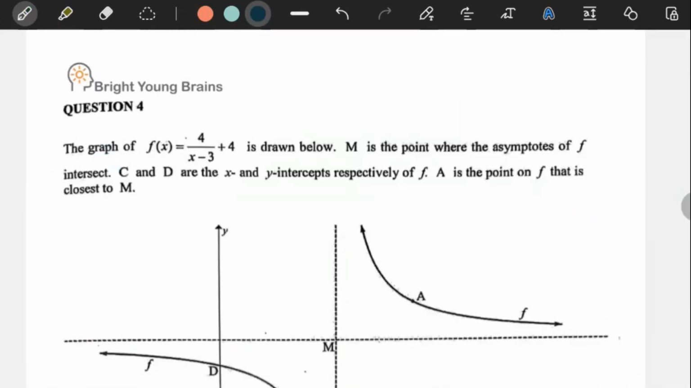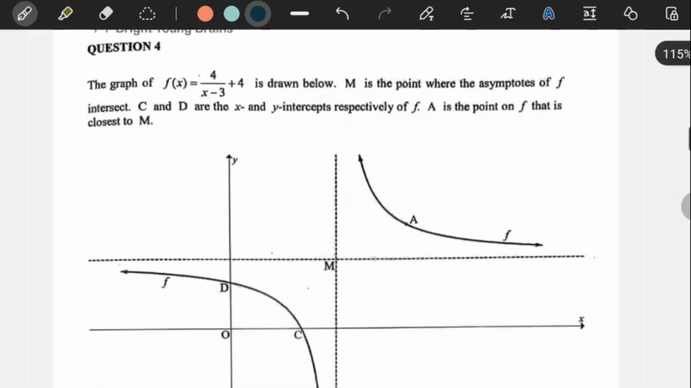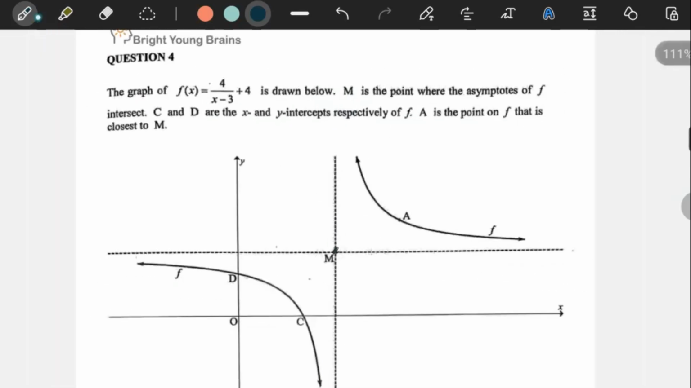The graph of F is a hyperbola. They said M is what? Where is this going to? What is this now? F is drawn below.